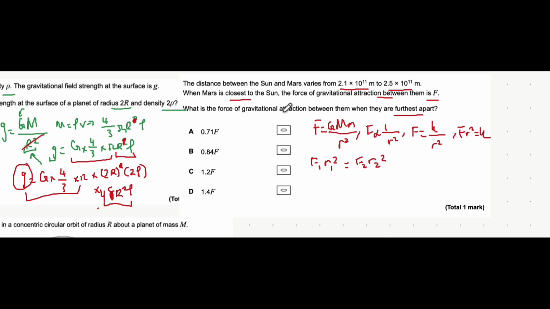We're trying to find the gravitational attraction force, F2, when they're furthest apart, because we want the force afterwards. So that's equal to F1 r1 squared over r2 squared. Now F1 is just this initial force when the distance between them is at their closest, 2.1 times 10 to the 11, and you square all of that. And you divide that by when the distance between them is the furthest, which is 2.5 times 10 to the 11, remembering to square that as well.